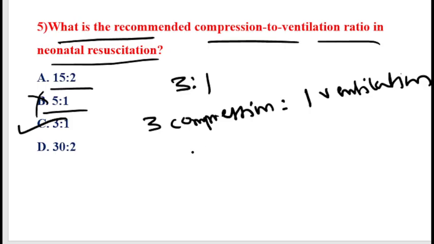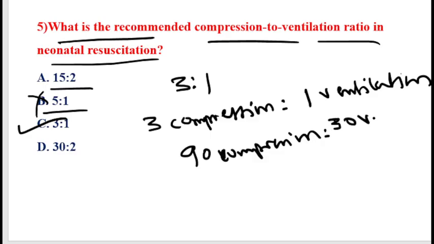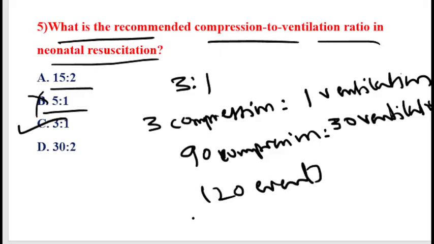So in 1 minute we need to do 90 compressions and 30 ventilations. Totally in 1 minute there should be 120 events, that is 90 chest compressions and 30 ventilations.